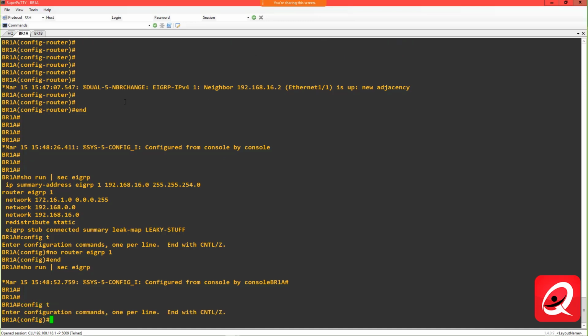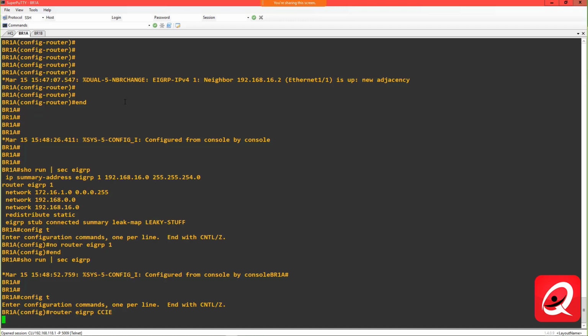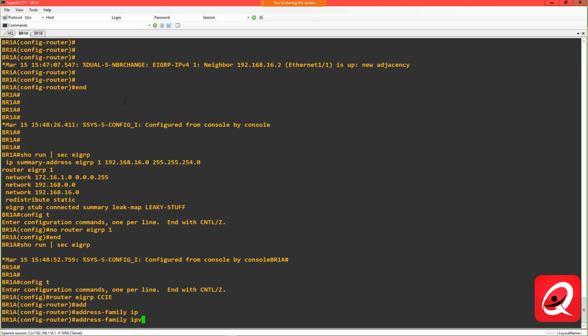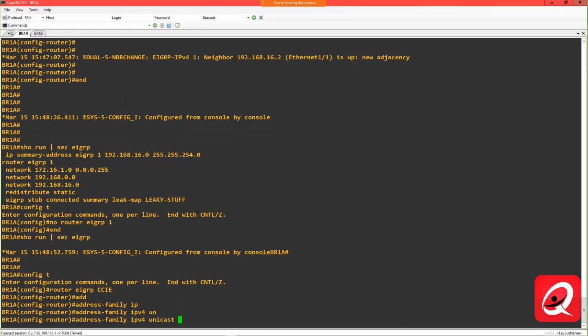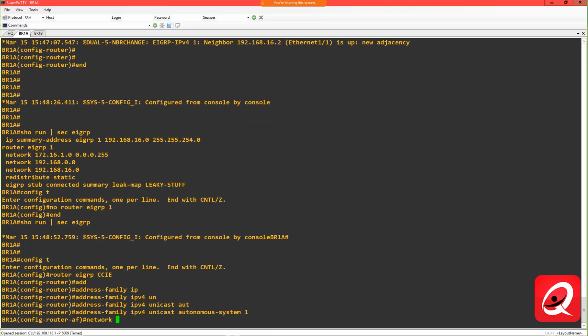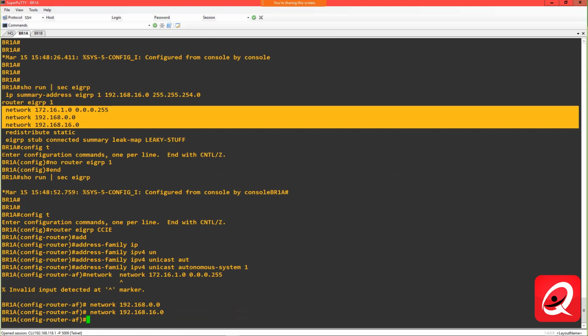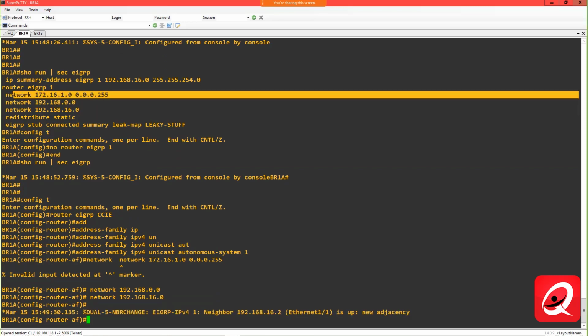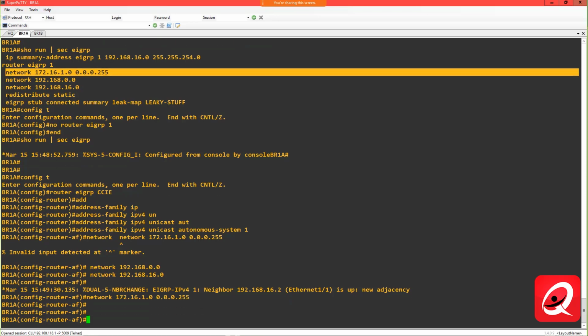And I'm going to go ahead and set up EIGRP address family configuration, or what we call named mode, router EIGRP CCIE. And we're going to go into address family IPv4 unicast and autonomous system number 1. And we're going to go ahead and add our network statements. So I'm just going to add the network statements that were part of the classic configuration.